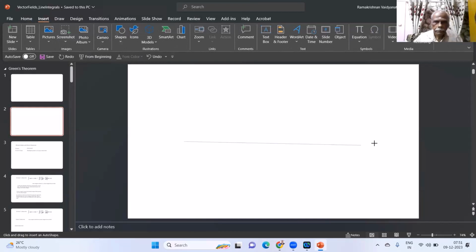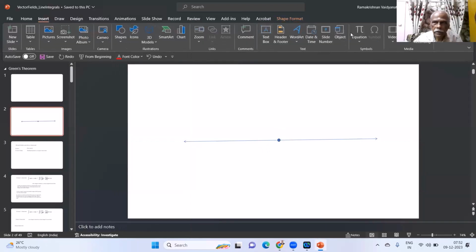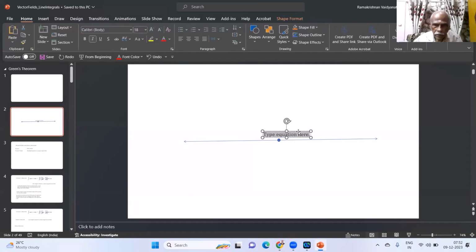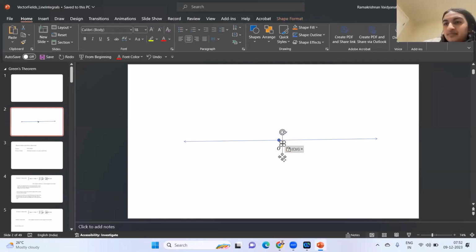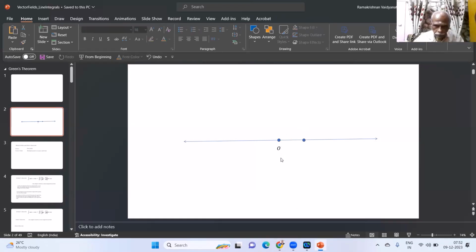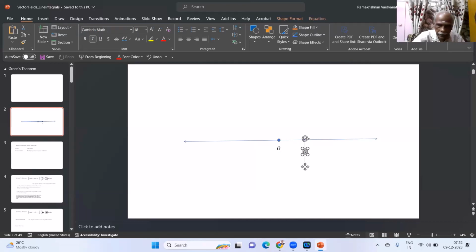Insert. I'll mark a point here, and I'll call this the origin. I'll call this O. Suppose I want you to find out the length here. Suppose I take another point, say 2 centimeters. This is O, and this is A. And another point I will call B.